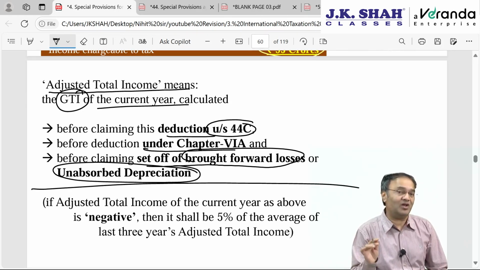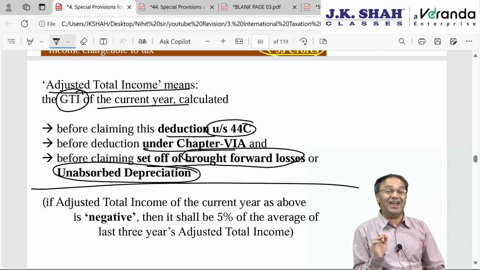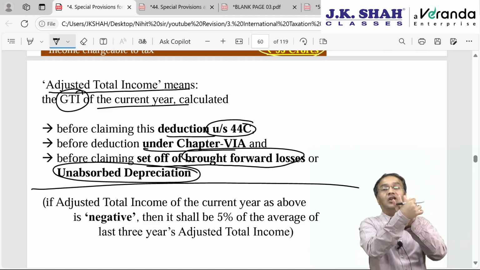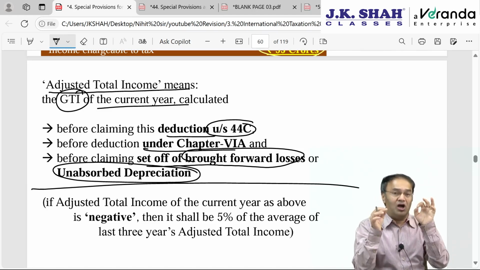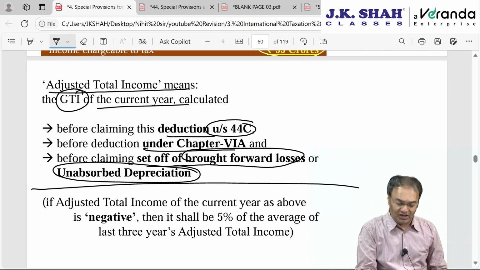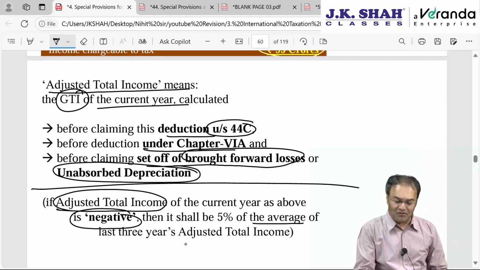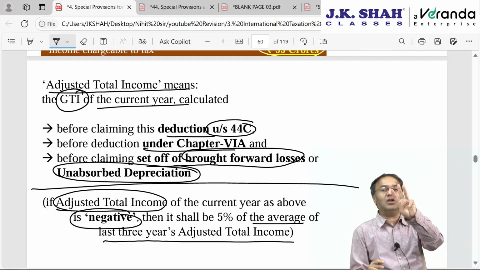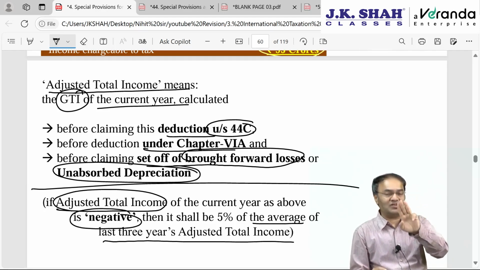And the last point, if the current year's adjusted GTI is negative, then 5% of the same will also be negative. Then do one thing, ignore the negative figure of the current year. Instead, if adjusted total income is negative, take 5% of the average of the last 3 years adjusted total income. Current year you ignore, go backwards, take the average of last 3 years.